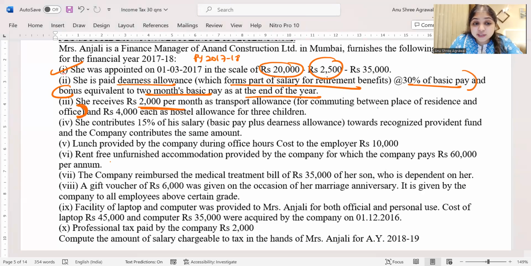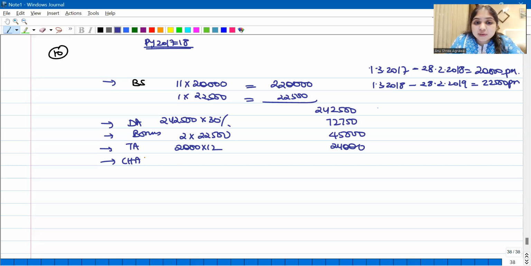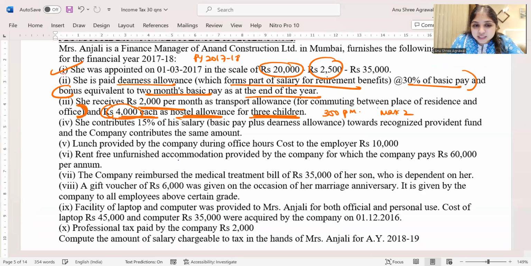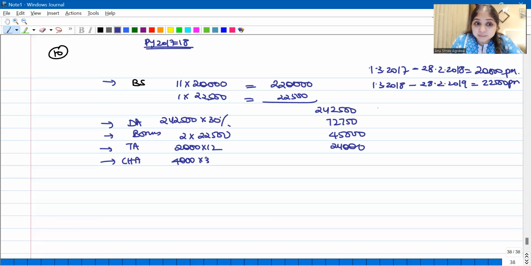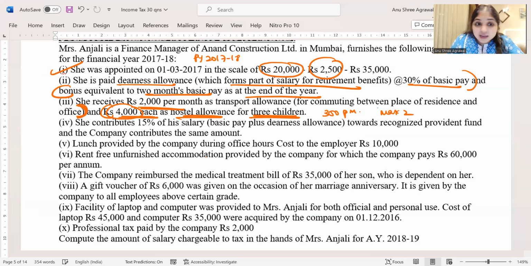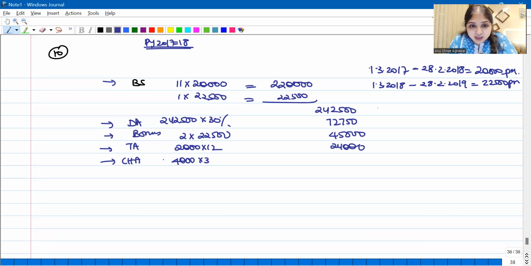Now coming to the next point, she is also getting 4,000 each as hostel allowance for 3 children. Hostel allowance, how much is exempt? Tell me. 300 per month is exempt. For maximum how many children? For maximum 2 children it is exempt. So if you look at children hostel allowance, how much did we receive, guys? We have received 4,000 for 3 children. Tell me, is it 4,000 per month? No, they are saying 4,000 each for 3 children. So 4,000 into 3 we have received.